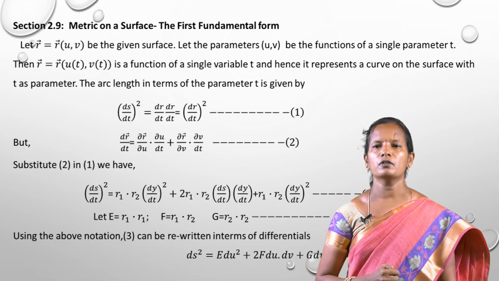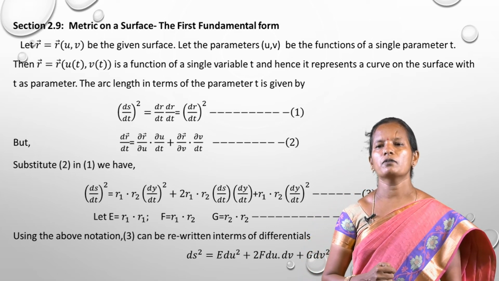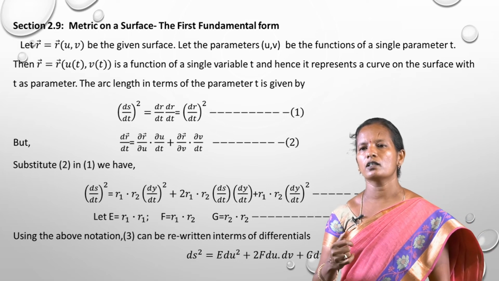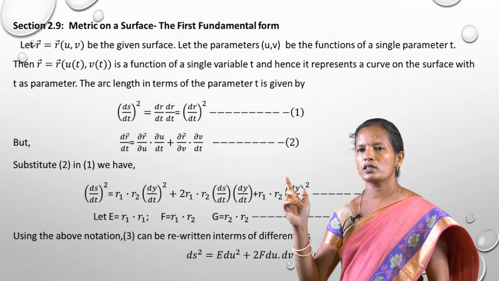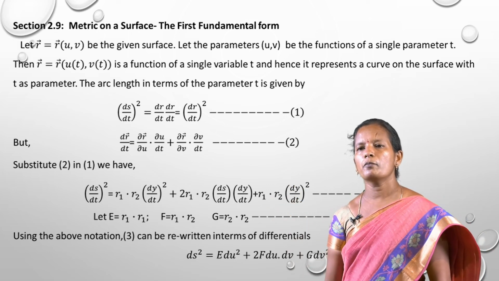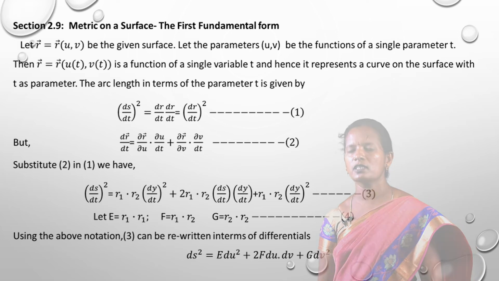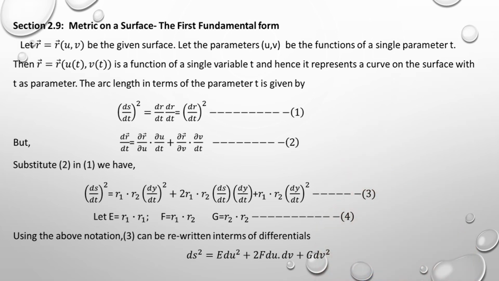Let E is equal to r1 dot r1, F equal to r1 dot r2 and G equal to r2 dot r2. Using this notation, the third equation can be rewritten in terms of differentials as ds squared equal to E du squared plus 2F du dv plus G dv squared.